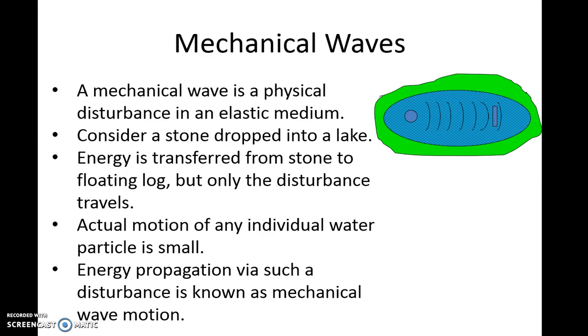A mechanical wave is a physical disturbance in an elastic medium. So consider a stone dropped into a lake. So here's our stone dropped in it, and then you see the ripples going towards the other side. Energy is transferred from stone to the floating log, but only the disturbance travels. Actual motion of any individual water particle is small, so energy propagation via such a disturbance is known as mechanical wave motion.